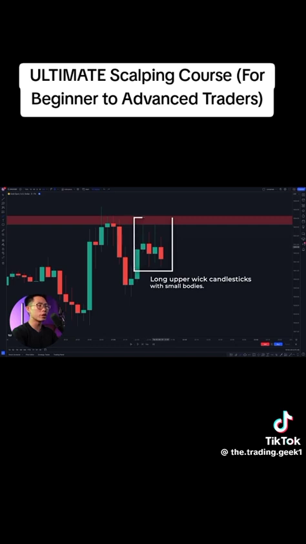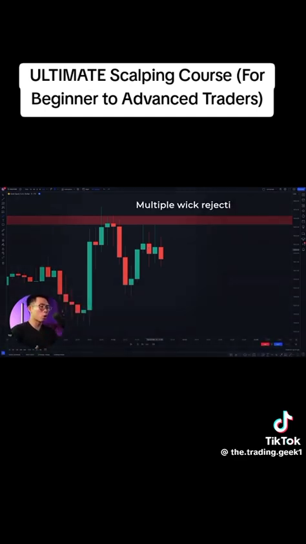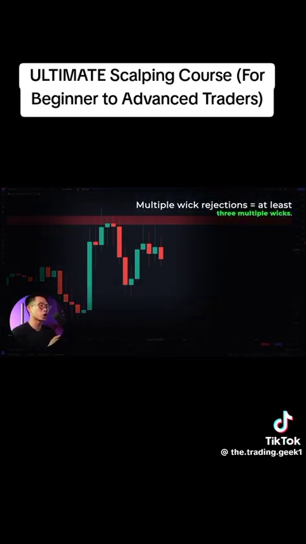And when you notice all these candlesticks right here, they all have a long upper wick and a small candlestick body. And just now, I've already explained what these long upper wick candlesticks mean, right? Obviously, this tells us that there's a lot of selling pressure, a lot of selling momentum, and price could potentially collapse right now.